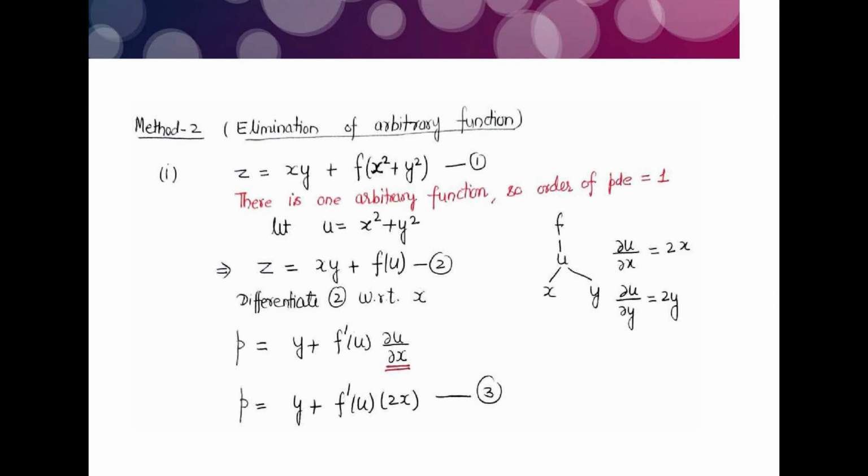You can see the diagram on the right hand side. F is a function of u and u is a function of x and y. Right? We can add x and y at first level also. So start with equation number 2. Differentiate with respect to x on both sides. So on left we have p. This is equal to y plus f dash u, derivative of u with respect to x. Now use the function u, then derivative of u with respect to x is 2x, and finally we have equation number 3.